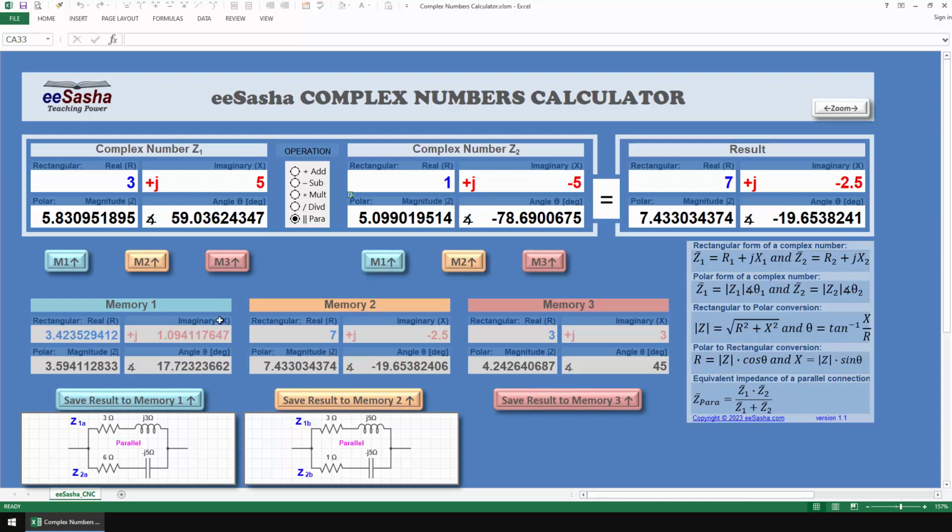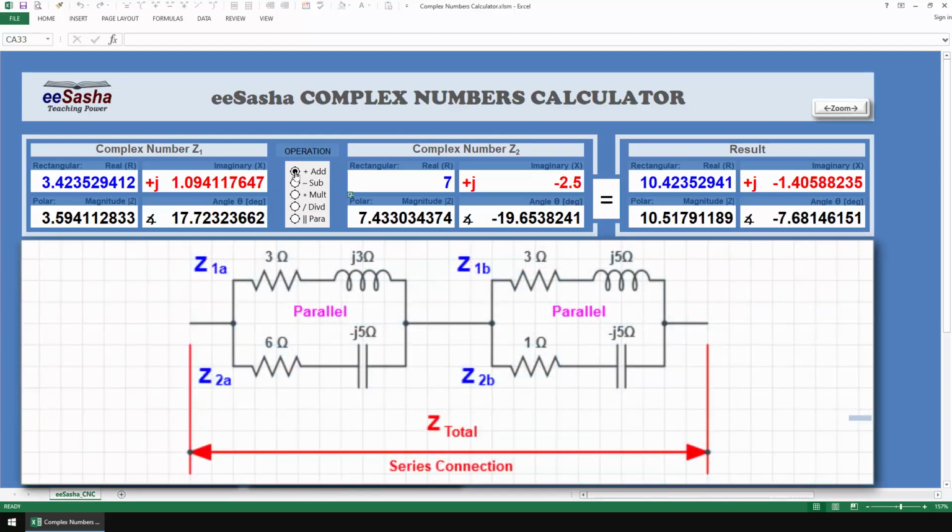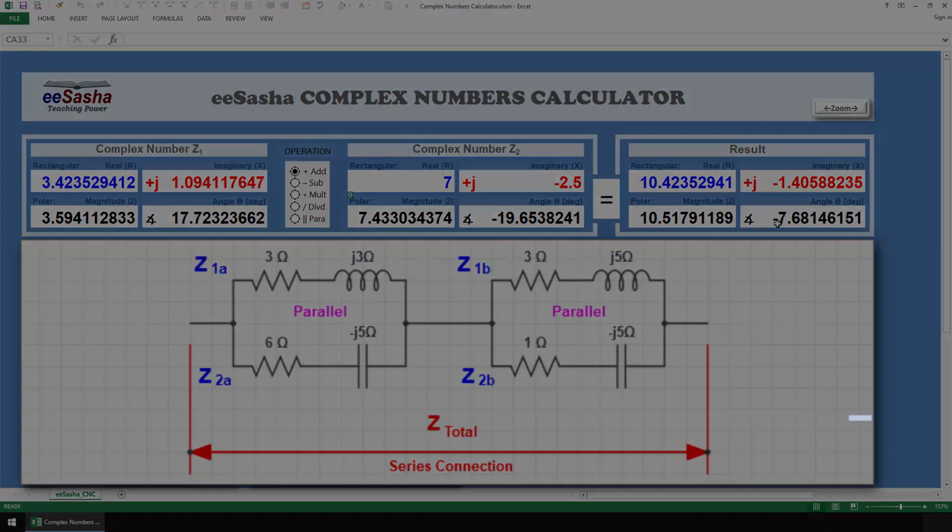The calculator now allows us to retrieve memory 1 and fill in the complex number Z1 from memory 1. We can use complex numbers stored in memory 2 to retrieve it and fill the complex number 2 with memory 2. And we can change the operation to addition, which corresponds to series connection of these two equivalent impedances. And finally, we have the result. And as always, the result is conveniently given both in rectangular and the polar form.